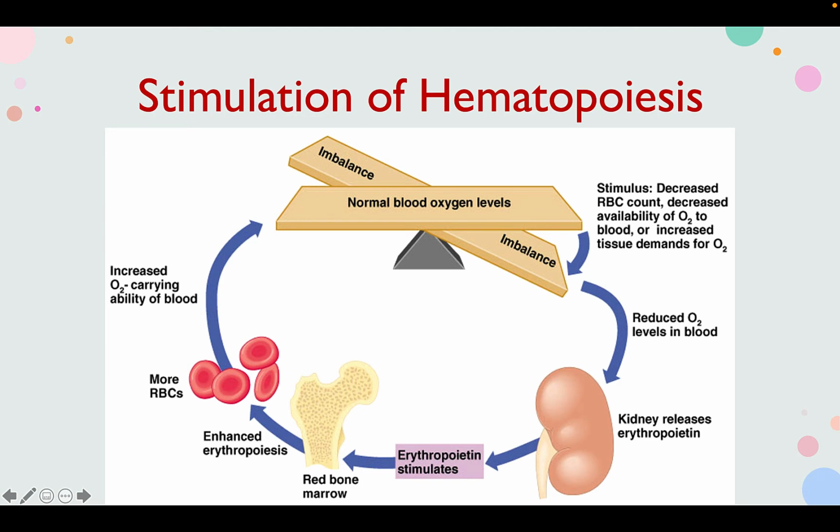Kidney senses that and releases erythropoietin, which then goes on to stimulate the red bone marrow to make more red blood cells, right? So those stem cells are already in the red bone marrow. Erythropoietin stimulates those cells to differentiate into red blood cells, which then can carry oxygen in the blood and return us back to normal blood oxygen levels.